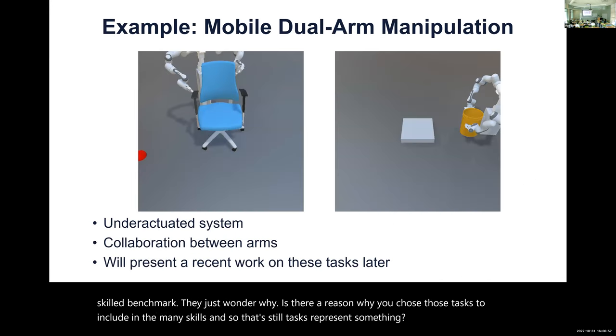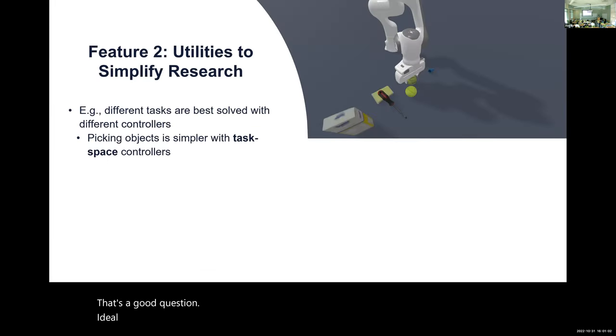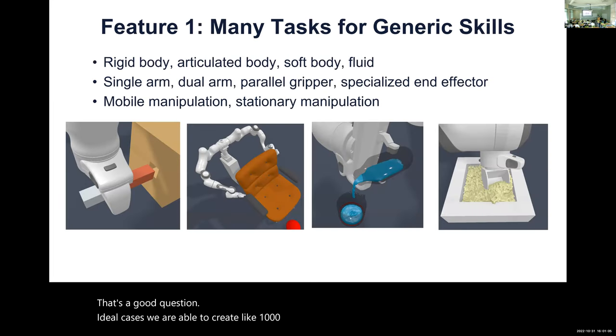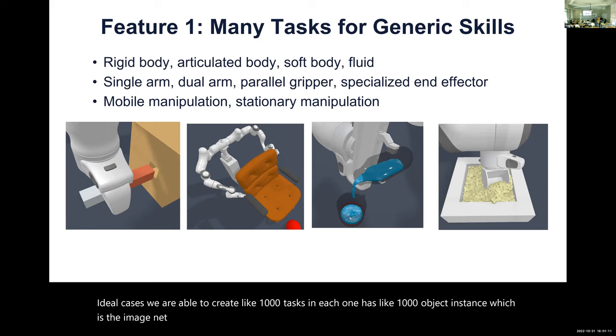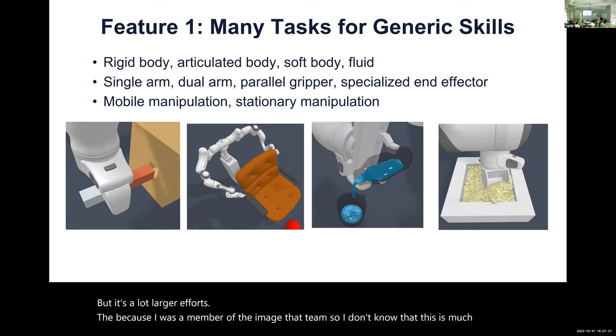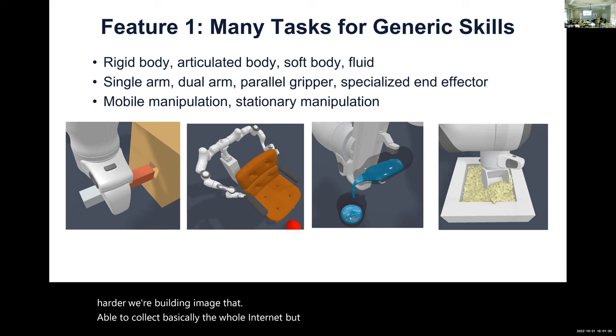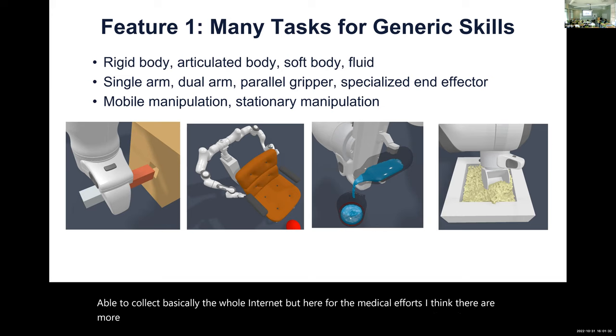Yeah, that's a good question, actually. The ideal case is we are able to create like 1,000 tasks, and each one has like 1,000 object instances, which is the ImageNet scale. But it's a lot larger effort. I was a member of the ImageNet team, so I do know that it's much, much harder. For the ManiSkill effort, I think more than 5 students collaborated for a few years on the scale that we're able to reach for now.